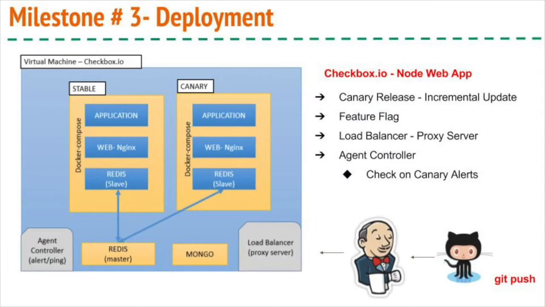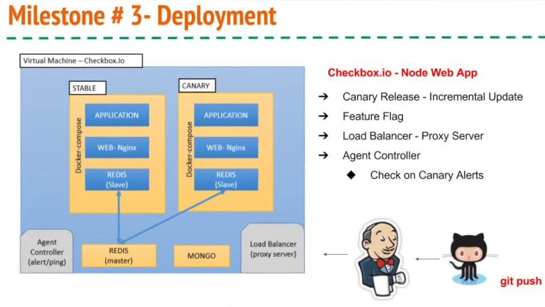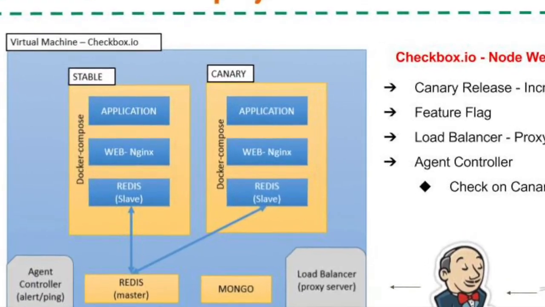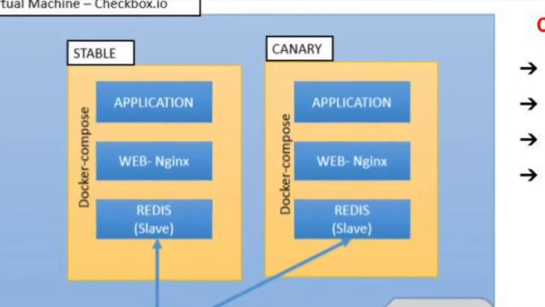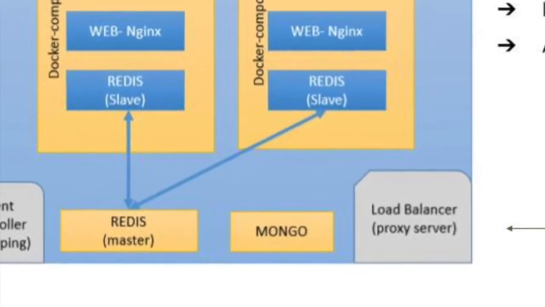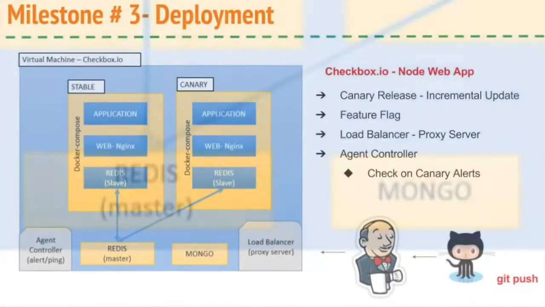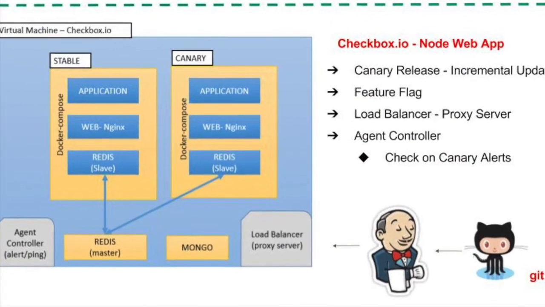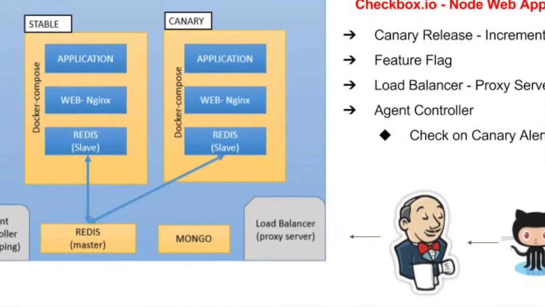Checkbox.io is deployed using Docker containers as shown in the image. The application, Nginx, and Redis instances are each separate containers, and we use Docker Compose to tie them together. We also create a Redis master container and a Mongo container since they will be shared among the canary and the stable instance. We have a load balancer implemented using HTTP proxy that distributes traffic between the instances.